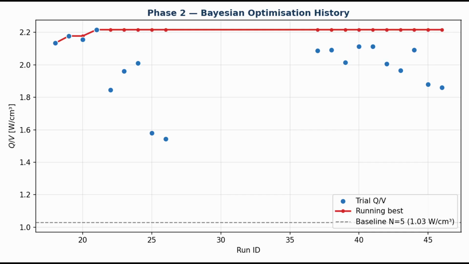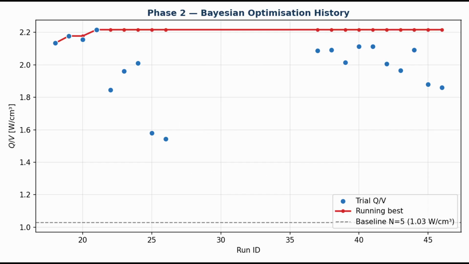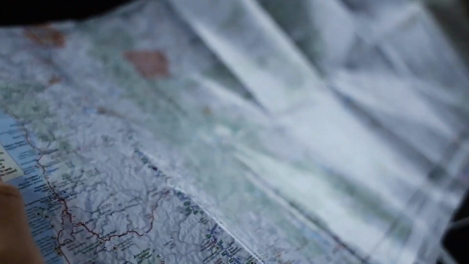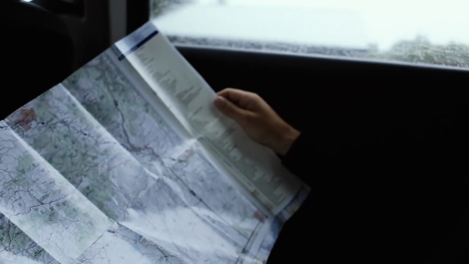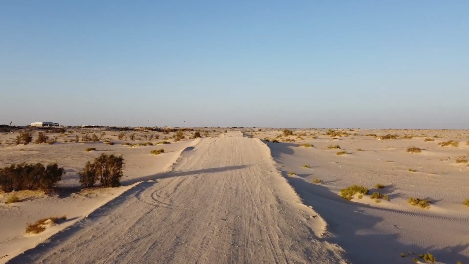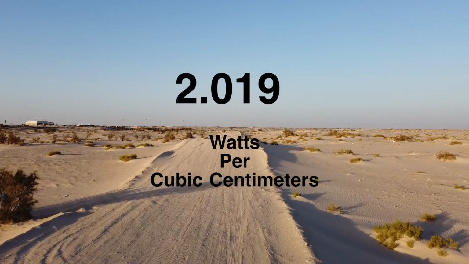By run 21, we are at 2.22 watts per cubic centimeter. That's the highest raw Q over V in the entire study. The parameters are n equals 11, t equals 1.01 millimeters, and h equals 23.7 millimeters. The algorithm has essentially converged by run 20. The remaining runs explore slightly different combinations of the thin fin region, confirming that the plateau is real. The validated result is run 47, an independent rerun of the same optimal design, which comes out at 2.019 watts per cubic centimeter. That's the number we trust.